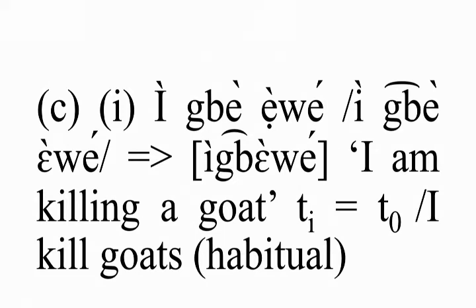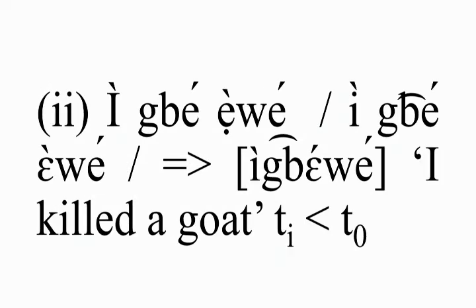Okay? Then let us look at the second. Igbe ewe, which is phonetically realized as igbewe, igbewe. So you can see there, the time you are reporting the speech is not the same as when the action took place. That is why you have there, Ti is less than T0. Okay?